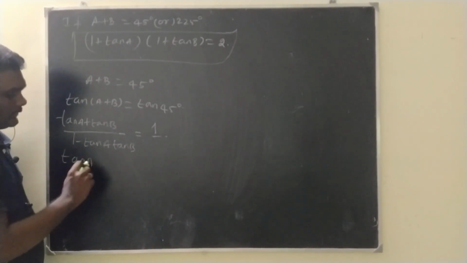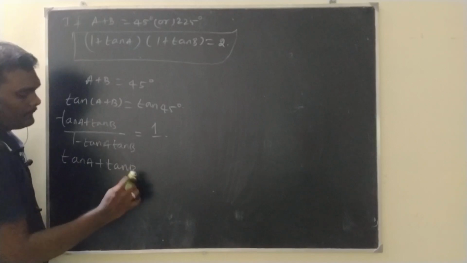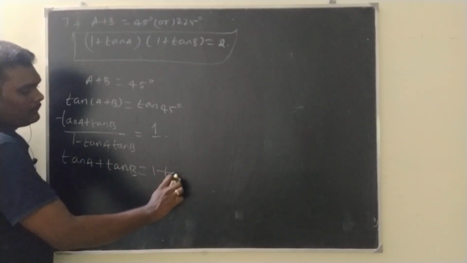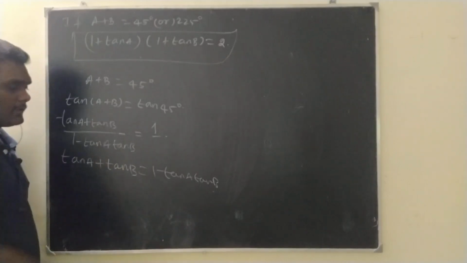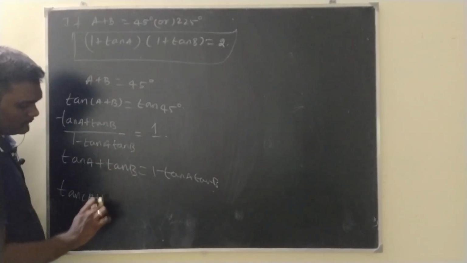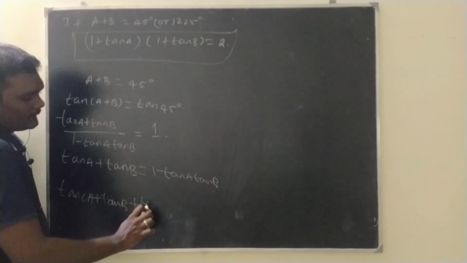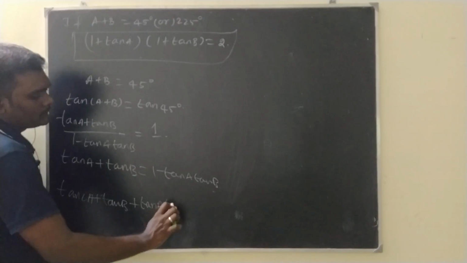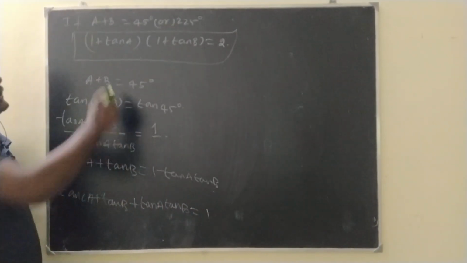We have tan A plus tan B equals 1 minus tan A tan B. Transpose this one to the other side. Tan A plus tan B plus tan A tan B equals 1. We need to prove this.